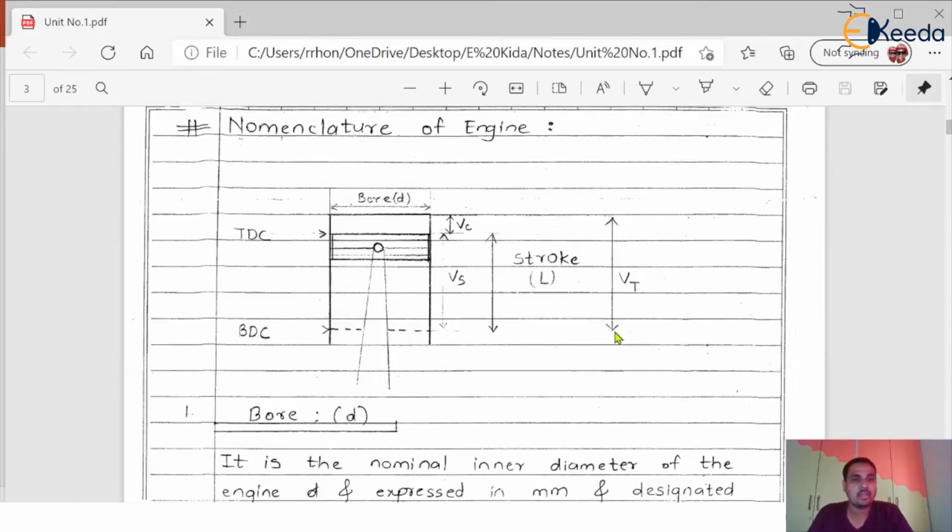Similarly, in this case, V suffix T is nothing but the total volume of the cylinder. From the BDC point to the topmost portion of the cylinder head, this total volume is called V suffix T. If you see in this diagram, we can say VT, that is the total volume of the cylinder, is nothing but swept volume plus clearance volume. This is very simple. Vs plus Vc gives us the total volume of the cylinder, that is Vt.